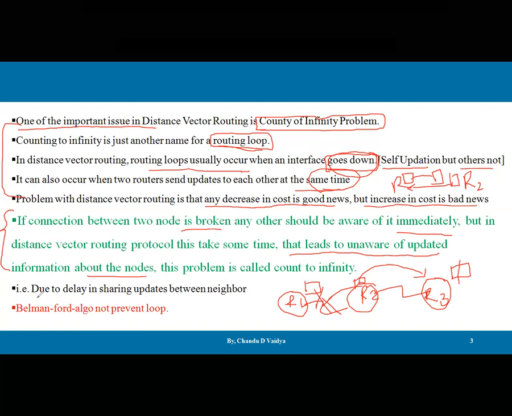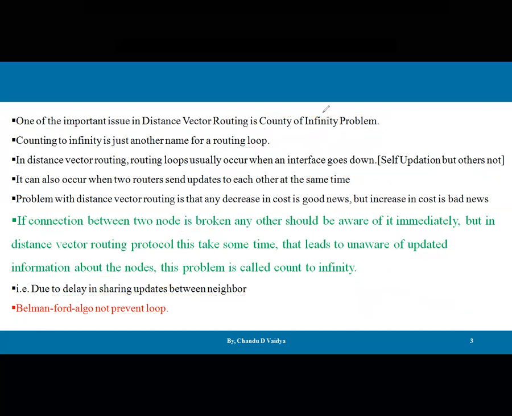And this happens only due to delay in sharing updates between the neighbors. This is the major reason, guys: the delay. It is the extra time taken to share the routing table with the neighbors. This is the count to infinity problem. And here the Bellman-Ford algorithm never prevents the loops. So this is the definition of the count to infinity problem.